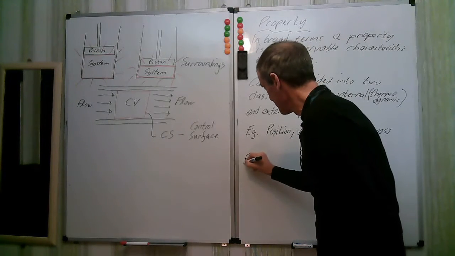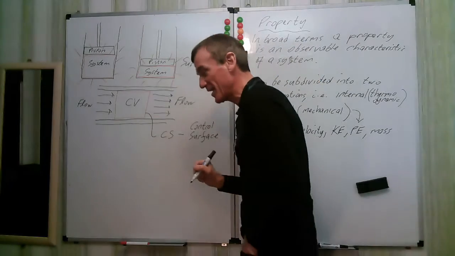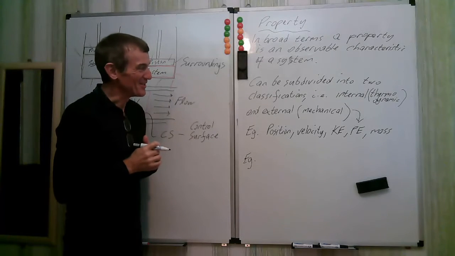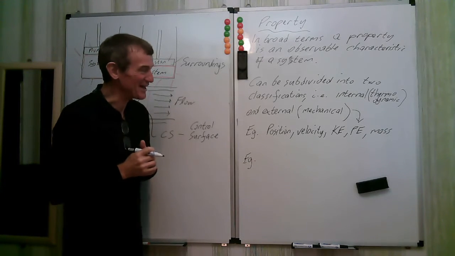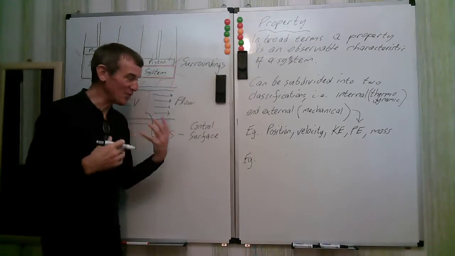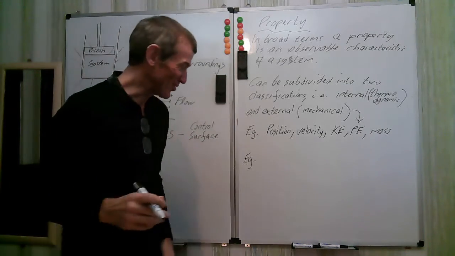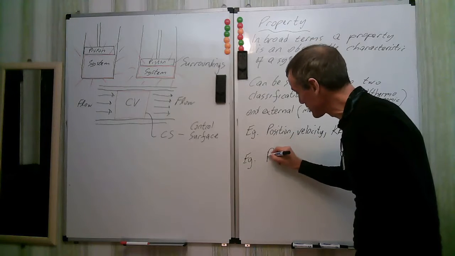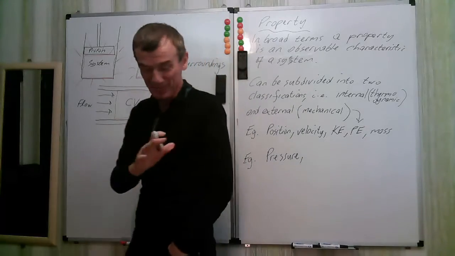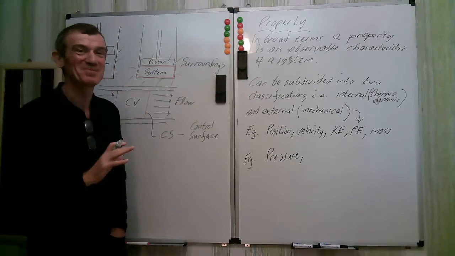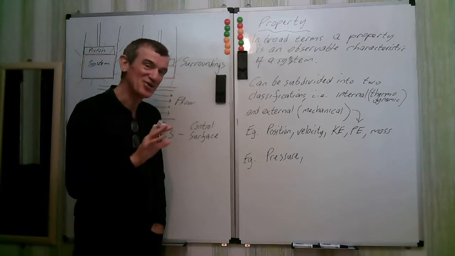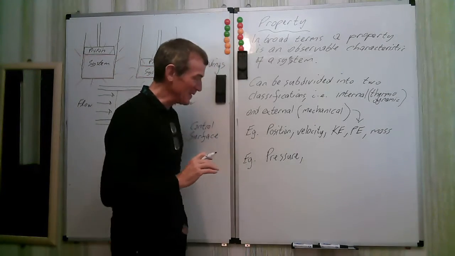What about internal, thermodynamic? Why internal? Generally because it comes from the microscopic, which gives rise to the property. A typical one for thermodynamic is pressure. As I said, on this course the pressure we always think about is absolute pressure. So forget about gauge pressure. You've probably met that on your fluids course, but we're interested in absolute pressure. All the relationships we use are based on absolute pressure.